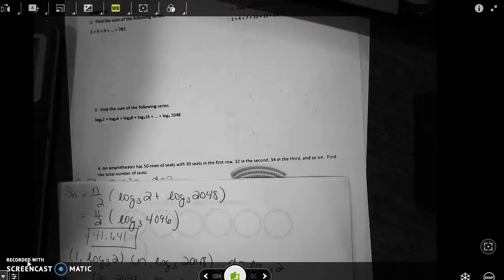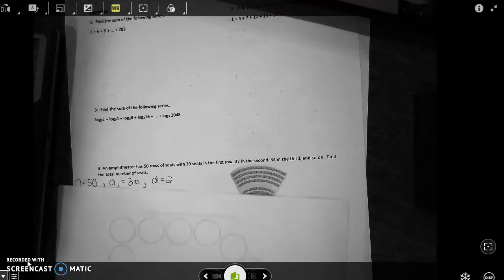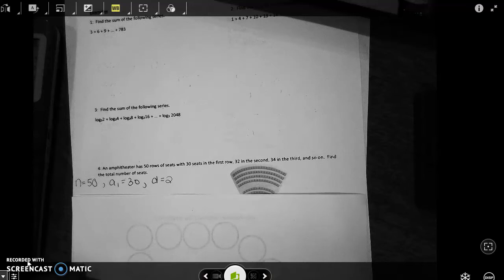Alright, so let's go down and look at these application problems at the bottom. So we have an amphitheater. I think there's one at Bays Mountain. It has 50 rows of seats with 30 seats in the first row, 32 in the second row, and so on. So as I read this, there's a few things that I know. I know n is 50. That's how many rows there are in all. I know the first row contains 30 seats, and my common difference is 2.